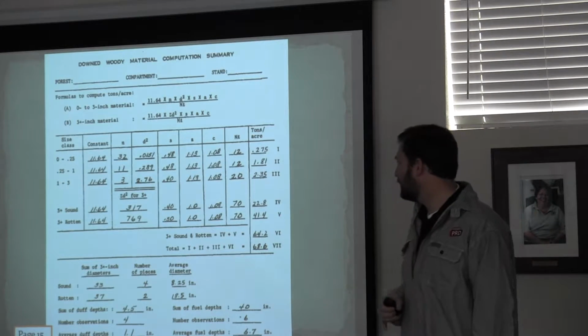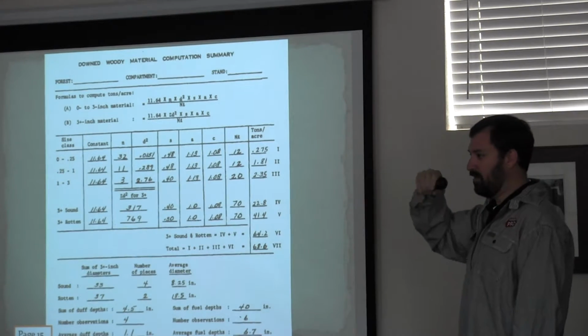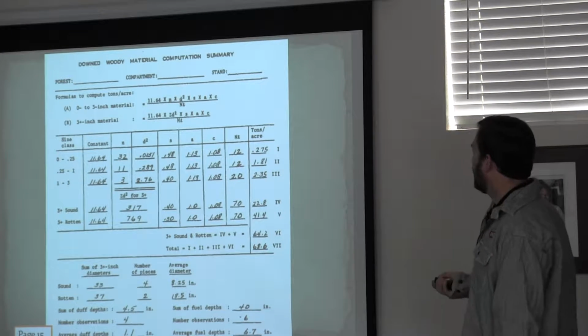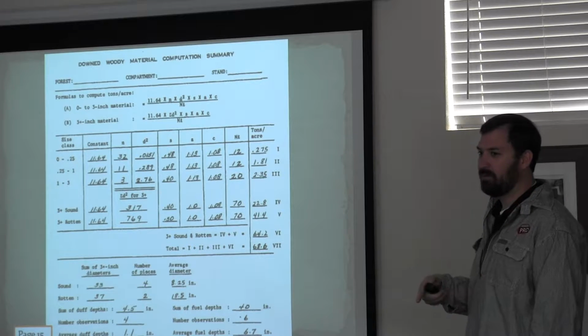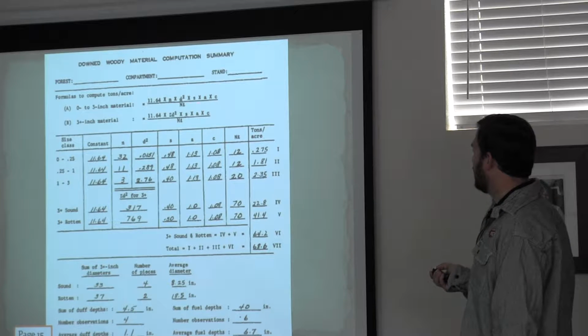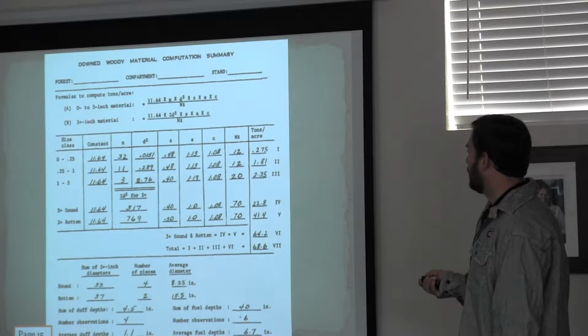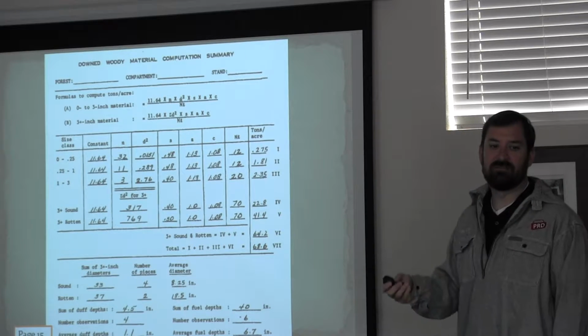Okay, this is an example data sheet from the actual Brown's book. This is a slide from the actual Brown book if you look in there. This is what the actual algorithm looks like. So basically what this Excel spreadsheet is doing for you, for the 0 to 3 inch, is this algorithm, and then it's doing this algorithm for the 3 inch. So you don't have to, for your convenience.